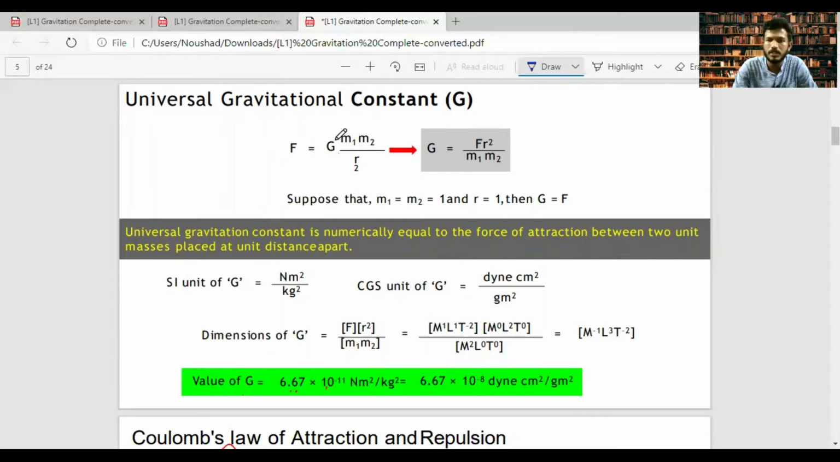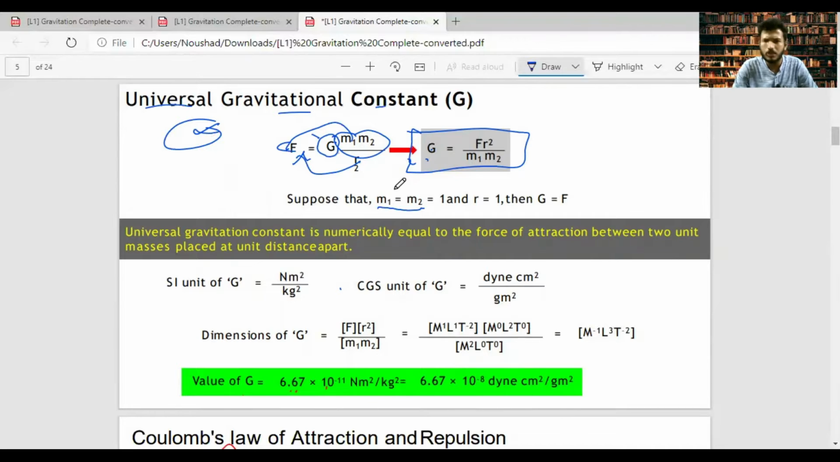Universal gravitational constant. We are applying a constant here. For what? We are applying it to replace the proportionality. Yes, that is called the universal gravitational constant. What is the equation? This r square comes here and m1 m2 comes here. So G is equal to F r square by m1 m2. Suppose that m1 equals m2, that means two bodies are equal. When m1 and m2 are equal to 1, that means unity, and r equal to 1, that's also unity. But what does it mean?